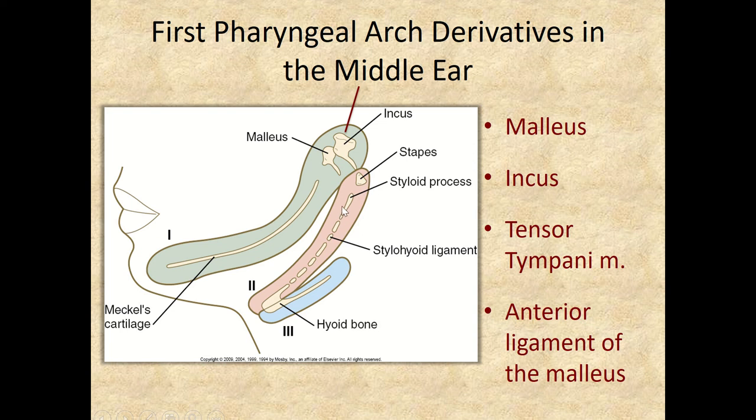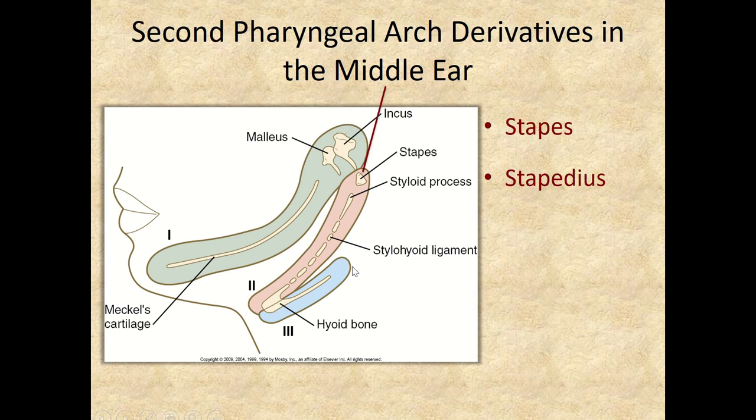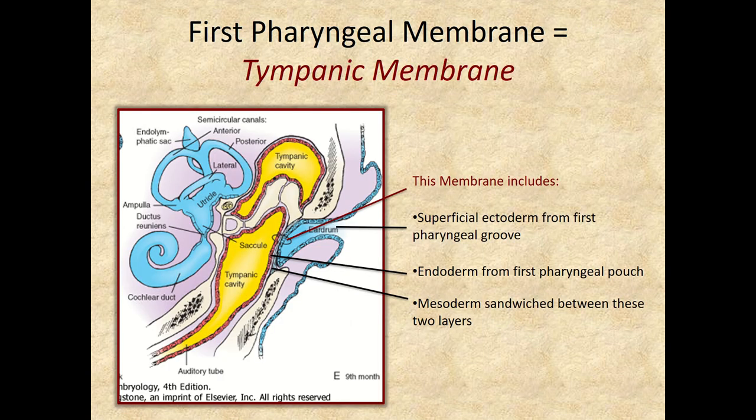The stapes, styloid process, stylohyoid ligament, top of the hyoid bone, this is all arch 2, or the facial. And then arch 3, the hyoid bone, the inferior aspect of the hyoid bone here, so going along with the glossopharyngeal. So you have V3, cranial nerve 7, and your cranial nerve 9. Okay, and so I just sort of laid it out here as like a little study guide.